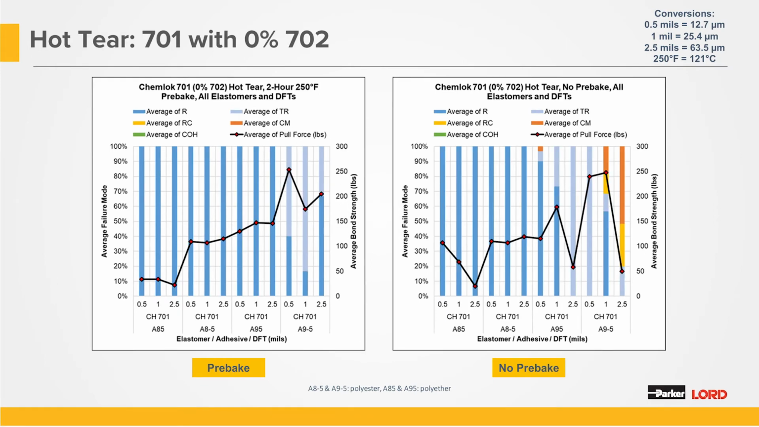Now let's move on to results for hot tear testing. At a 0% ratio of 702, we can see 100% rubber retention across the board for the pre-bake results, and almost all rubber retention for the no pre-bake condition. Both with and without pre-bake, the highest bond strength is observed with the A9-5 elastomer, the higher durometer polyester-based urethane. There isn't really a significant variation in performance based on dry film thickness with the pre-bake condition, but without it we can see that the lowest bond strength is generally at 2.5 mils. The highest thick rubber retention is seen on the softer compounds across all pre-bake conditions.